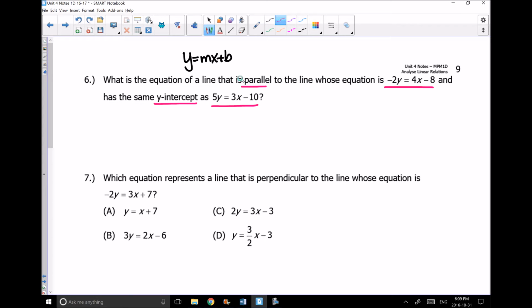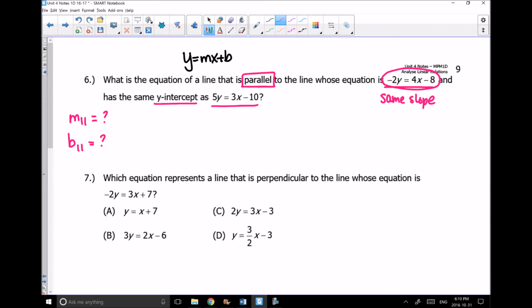So what's going to end up happening is I want to know what's the equation of my parallel line. So I want to figure out, well, what's m parallel going to be equal to, and what's the parallel b going to be equal to? So essentially, what's the slope of my parallel line, and what's the y-intercept of my parallel line? Well, it says that it's parallel to this equation right here. So it means that it's going to have the same slope as this equation.